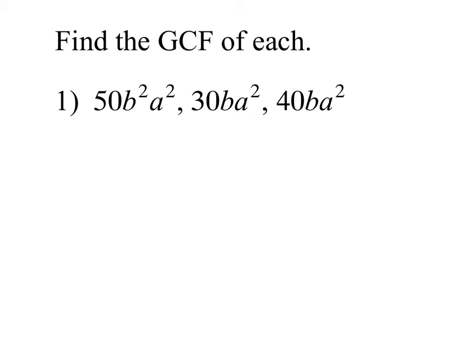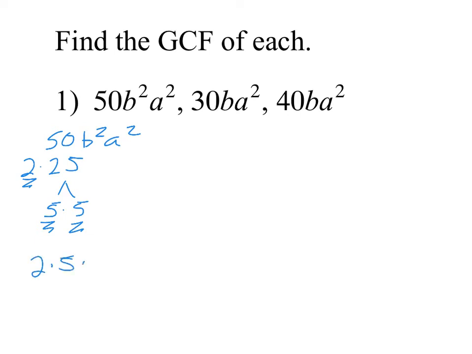So the first one I'm going to factor is the 50b squared a squared, and that 50 can be factored into 2 times 25. The 2 is prime, so I know that I can't factor that one anymore. And then 25 can be factored into 5 times 5. So now I have 3 prime numbers. I've completely factored 50. That's 2 times 5 times 5.